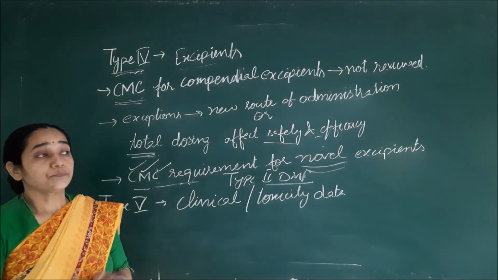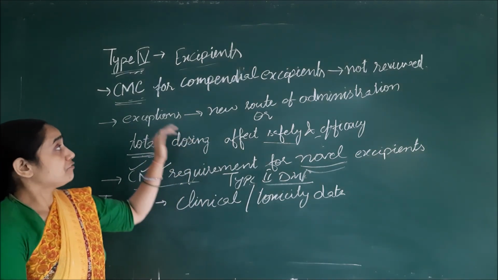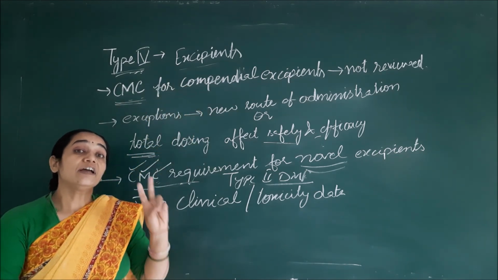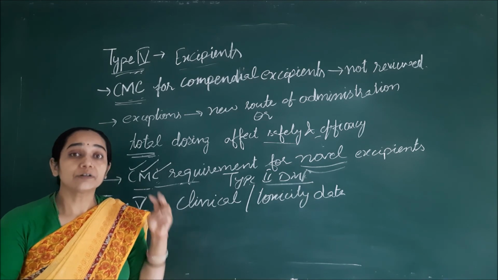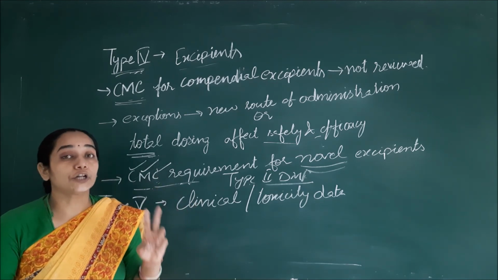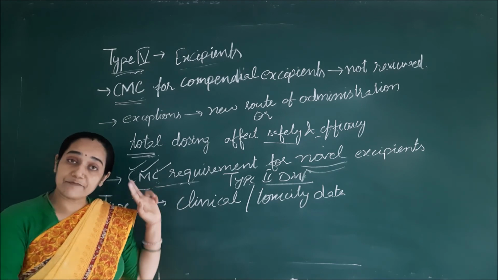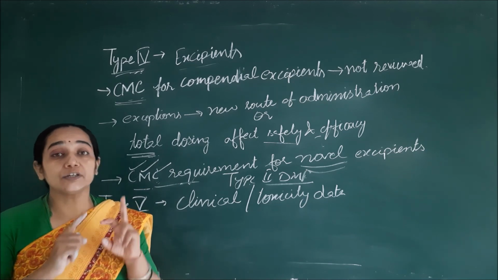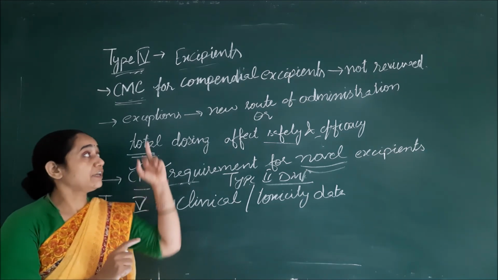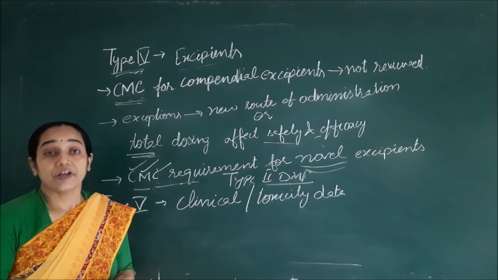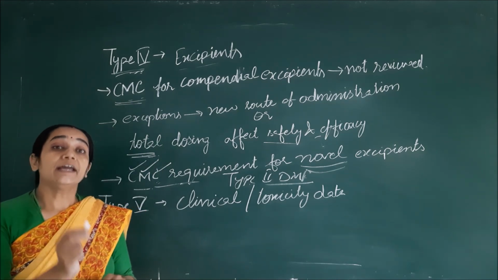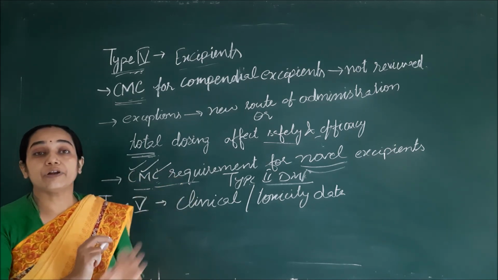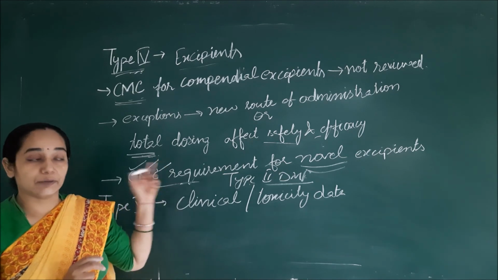Now, this type 4 DMF will contain all the information for the excipients. Under two conditions, if the route of administration has been changed for a particular excipient or the dose has been altered, then a type 4 DMF will be formulated. And if our excipient is a novel moiety, then obviously we need to formulate a new DMF. But if it is an older moiety and it is used for the same purpose, for example the oral route, then there will be no need to formulate a type 4 DMF.